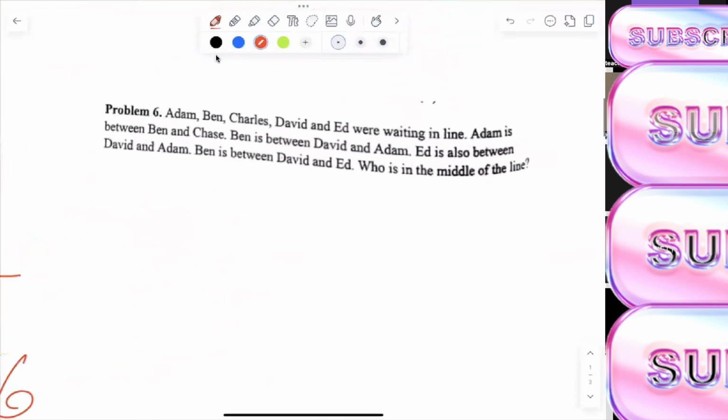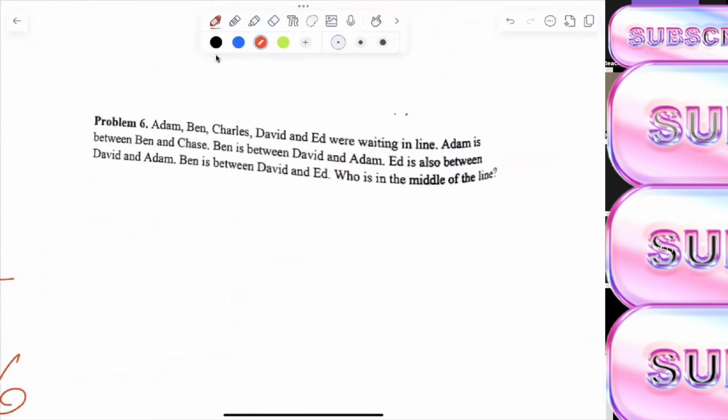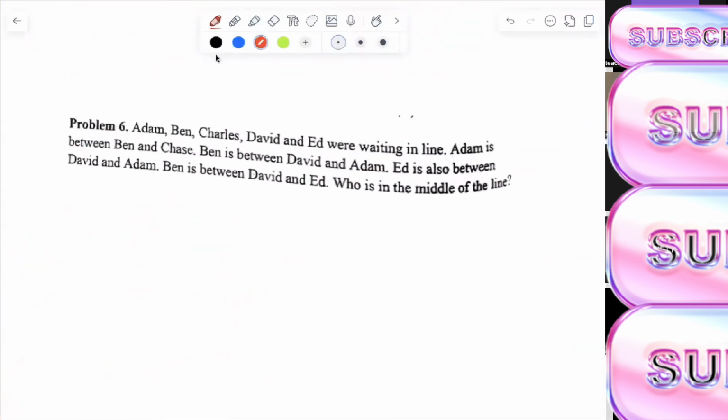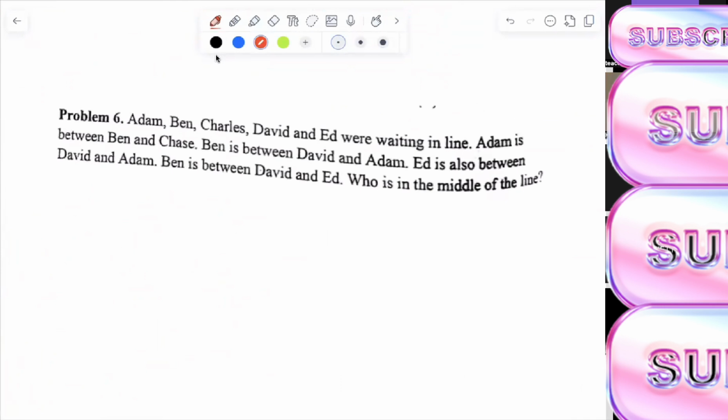Problem 6: Adam, Ben, Charles, David, and Ed are waiting in line. Adam is behind Ben and Charles. Ben is behind David and Adam. Ed is also between David and Adam. Ben is between David and Ed. Who's in the middle of the line? I'll let you guys have a try and tell me the answer in the chat.